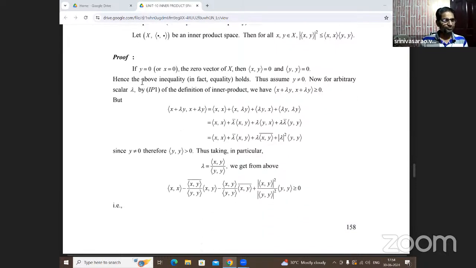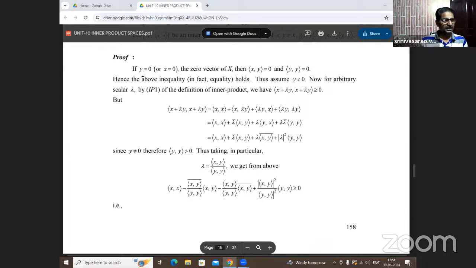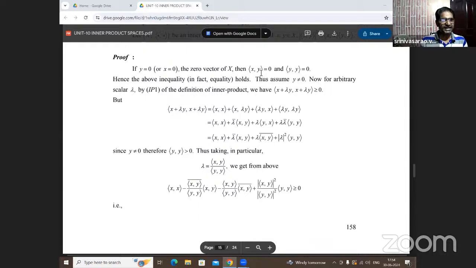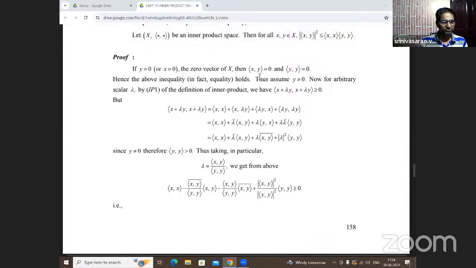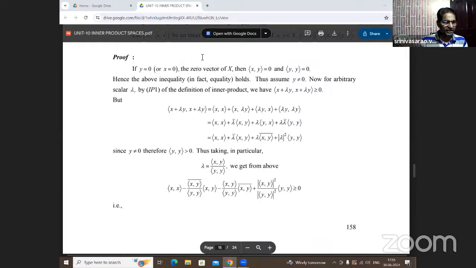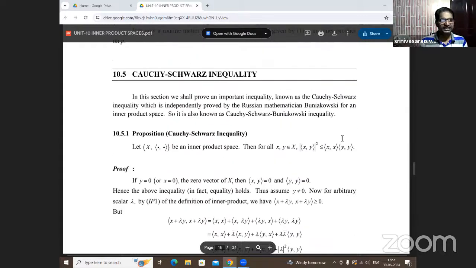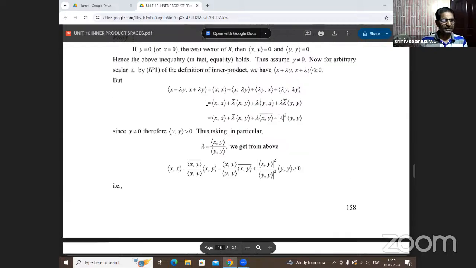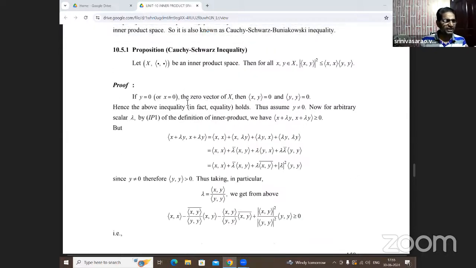Now, how to prove it? First of all, suppose either vector is 0, either x or y. Then the inner product of x and y equals 0, or the inner product of x and x equals 0. Now, this is x, students, please rectify this mistake. This is x, not y. So if any vector is 0, either x is 0 or y is 0, then that is the right-hand side part. Suppose any vector is 0, so both sides are 0 and the inequality holds good. Then automatically the theorem holds good.